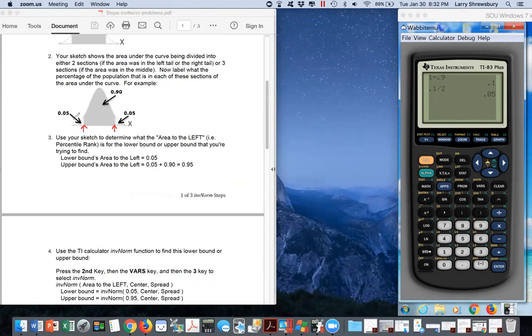No. You also got this over here. Some people say, oh, you go all the way to the left? Well, that's what a percentile is, all the way to the left. So 90% plus 5% is 95%. So this is at the 95th percentile. This is at the 5th percentile. So that's why these areas are to the left. 0.95 for the upper bound, 0.05 for the lower bound.